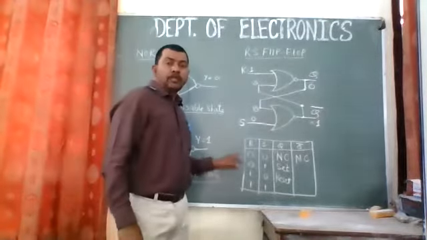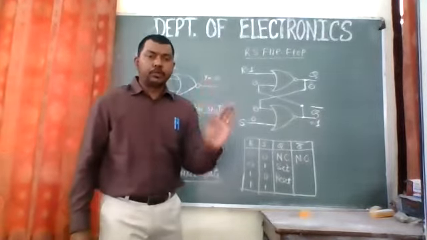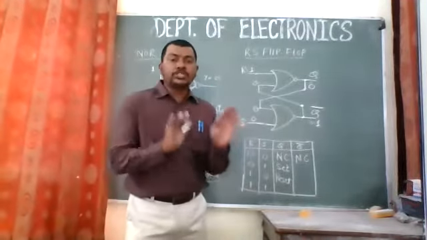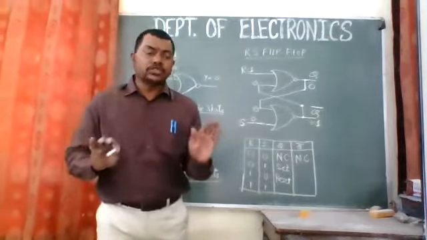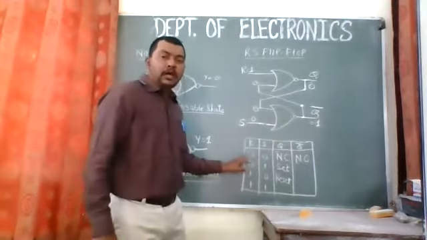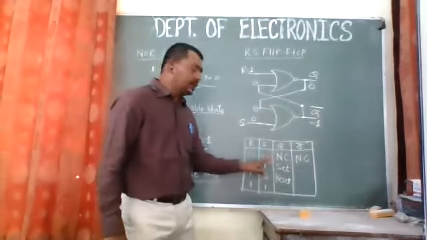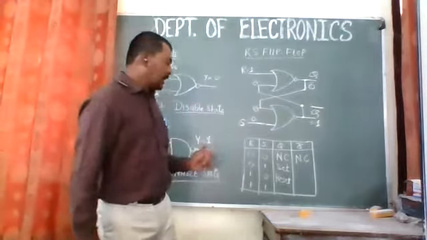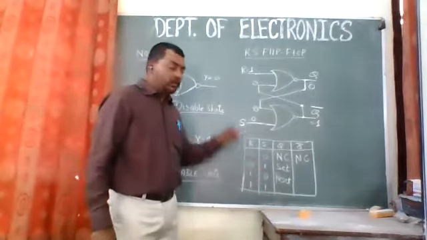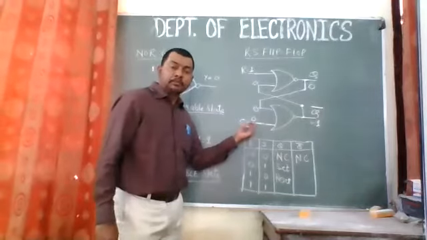We have seen when we put R equal to 0 and S equal to 0, we have no change, means whatever the output was earlier remains the same, and therefore we call it no change in the output, right? I have written over here NC. So when we apply R equal to 0 and S equal to 0, the output remains the same, and we call it the no change situation. The second situation is when we apply R equal to 0 and S equal to 1, which means that the set terminal is kept at high or 1.